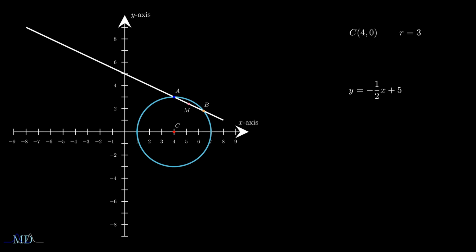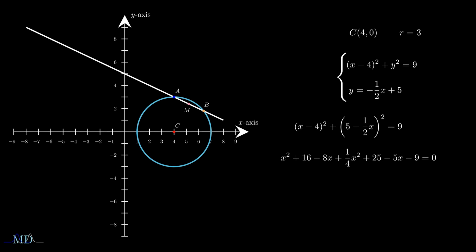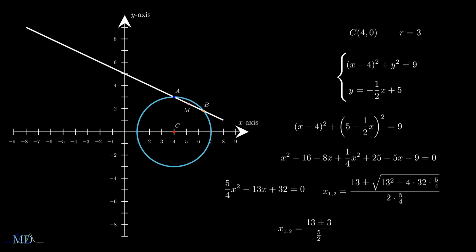The equation of the circle is (x − 4)² + y² = 9. We insert the value of y into the first equation, and we get (x − 4)² + (5 − 1/2 x)² = 9. We solve the binomial square, and we obtain 5/4 x² − 13x + 32 = 0.